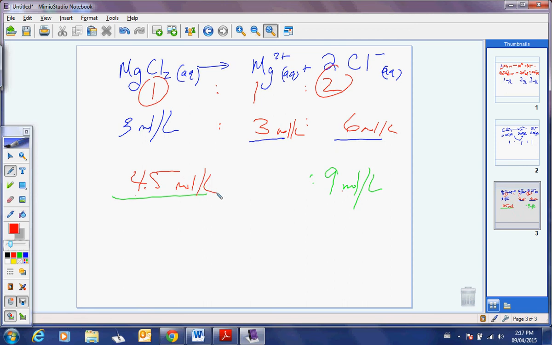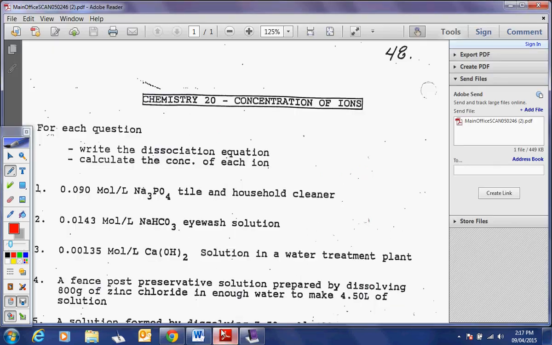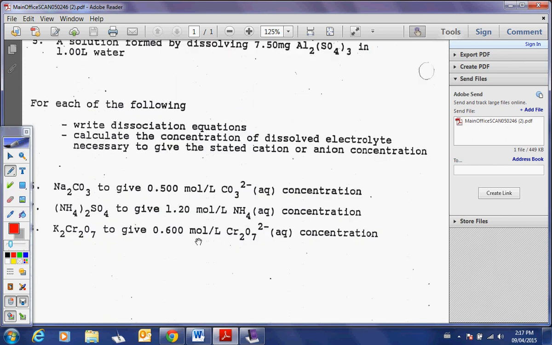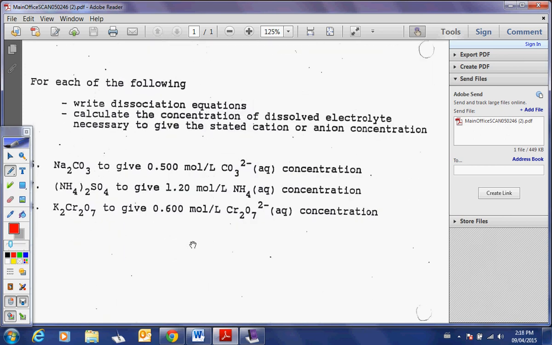So you've learned how to write a dissociation equation, and you've learned how to calculate the concentration of the ions. So the sheet I've given you takes you through that precisely. So this sheet here. You can practice that until the halfway bell, and then I've got the next step for us to learn after that.